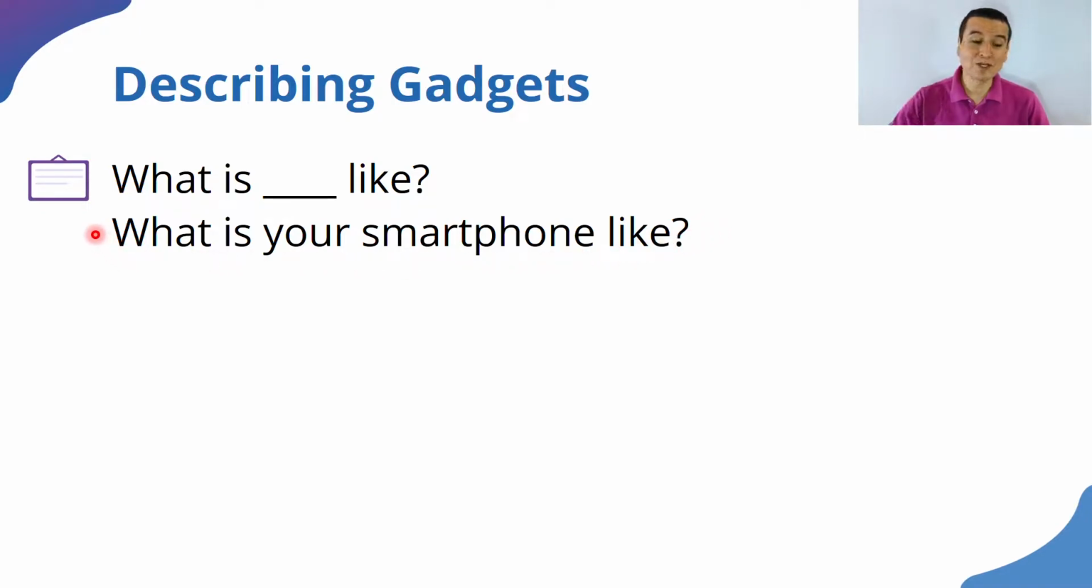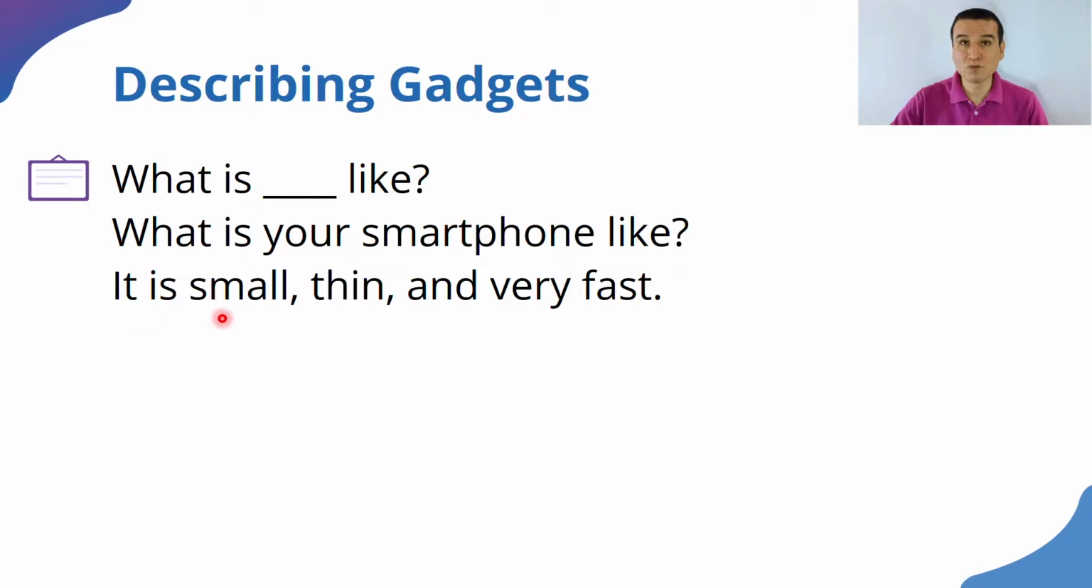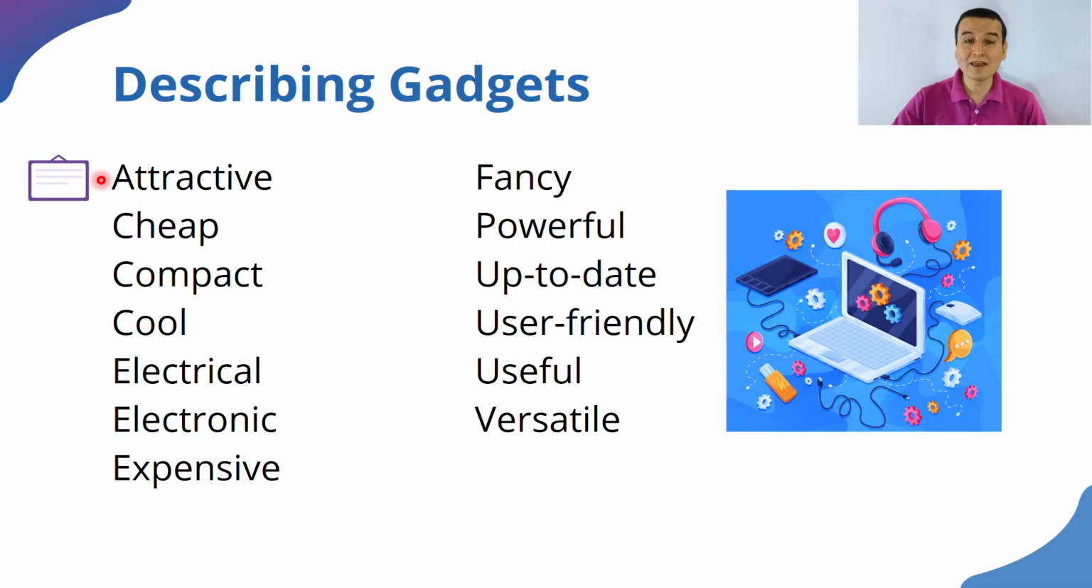To answer that, we could say something like, it is small, it is thin, and very fast. We are given three characteristics of the smartphone: small, thin, and fast. Those characteristics are usually described using adjectives. So let me give you a list of adjectives that you can use to describe some technological devices or gadgets.